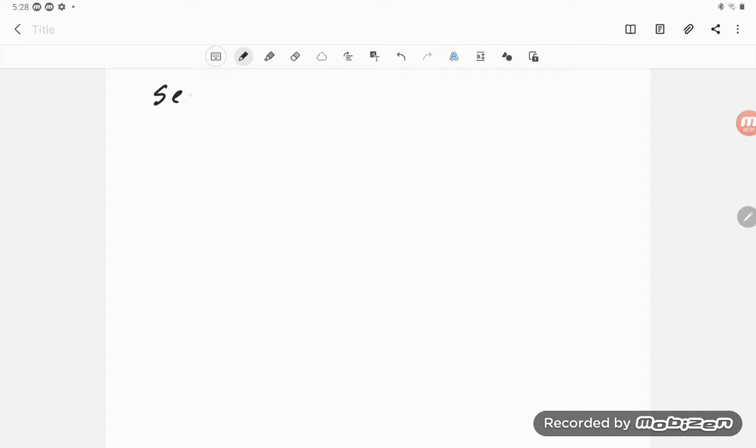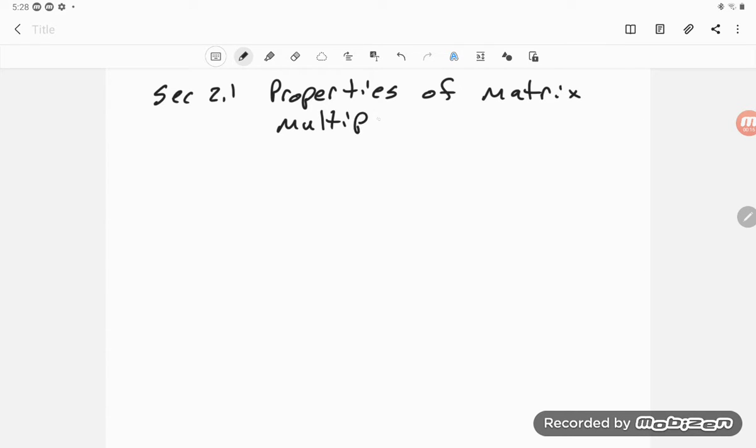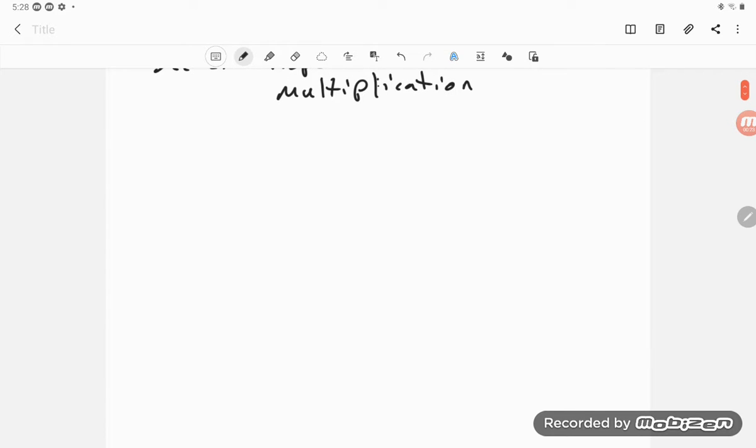Alrighty, we're still in section 2.1. Now we want to look at properties of matrix multiplication. Much is similar to real numbers with one glaring omission.